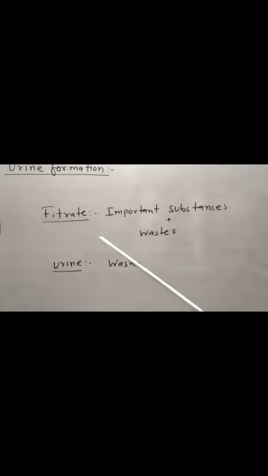The difference between filtrate and urine. Filtrate has important substances and waste materials. These important substances are reabsorbed by the nephron, and urine contains only waste materials, and this waste in the form of urine is released out from the human body and animals.